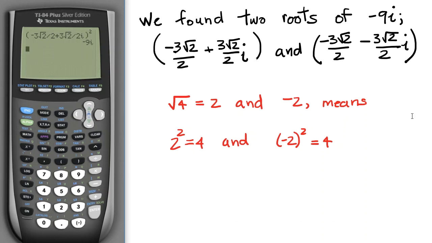So you can check once you've found your roots on your calculator. I want you to check minus 3 square root 2 over 2 minus 3 square root 2 over 2 i. Square that and see if you get negative 9i.